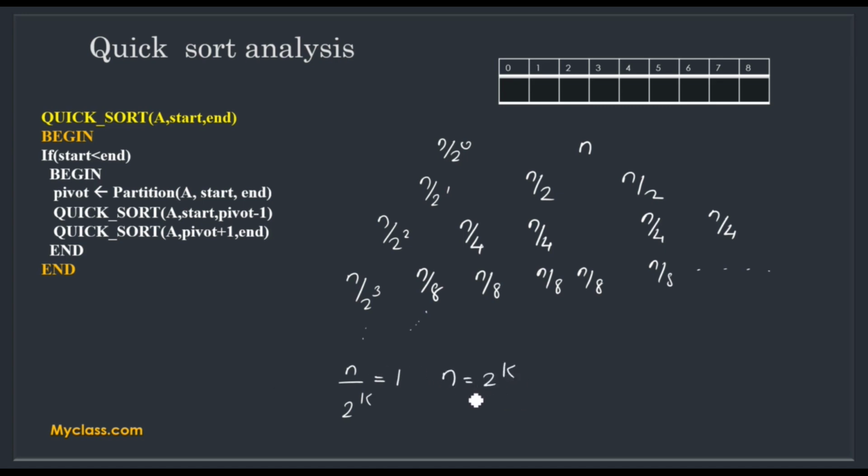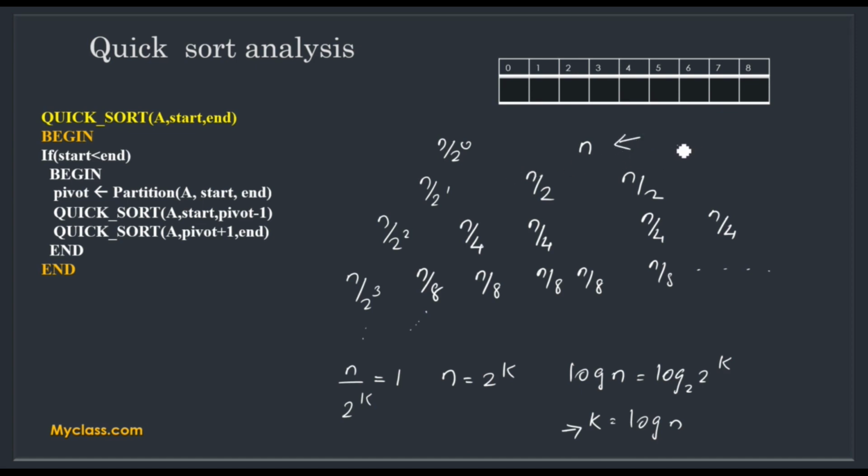So that is the logarithmic connection. We can write log n equal to k log 2 base 2, so we can easily say that k equal to log n. So the number of levels in the subdivision in the best case, when we are dividing the problem into correct halves, is log n levels.